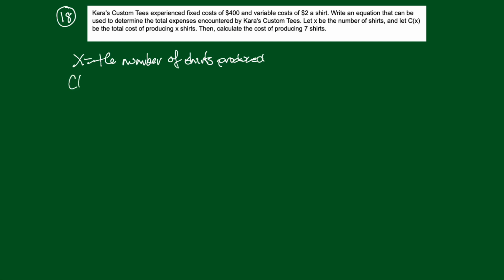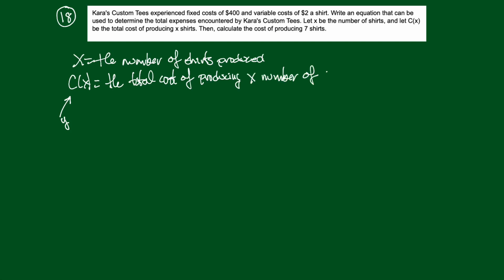and C of X, now if you want to write Y for now, that's just fine. C of X equals the total cost of producing X number of shirts. Well, here's what we know so far. The total cost, which is C of X. Now, see this? The cost depends on X. C depends on X. The total cost depends on the number of shirts you sell. I'm going to write that down.